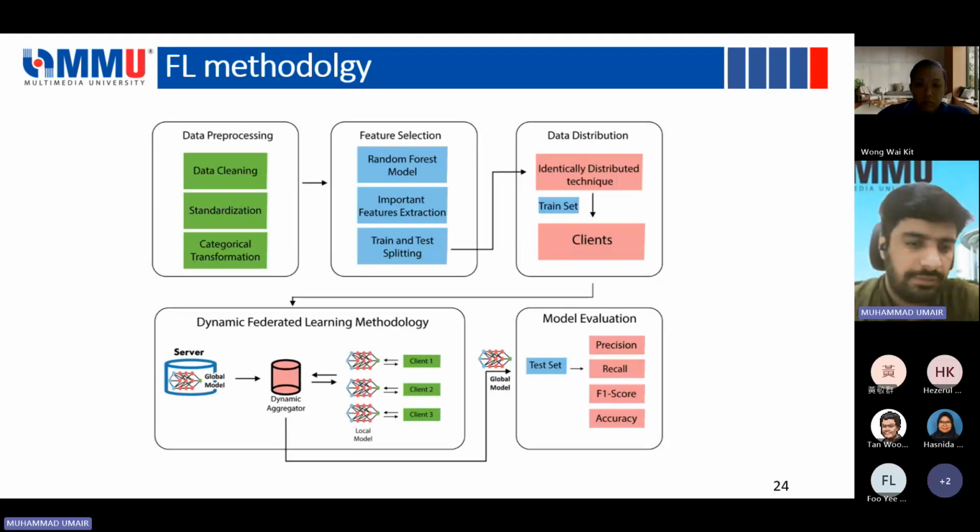Then we used the dynamic federated learning methodology with those clients. The model was sent to those clients, which contain the training dataset, and then the model was trained. After that, the aggregation process comes in, and then we use the global model for model evaluation on the test dataset.